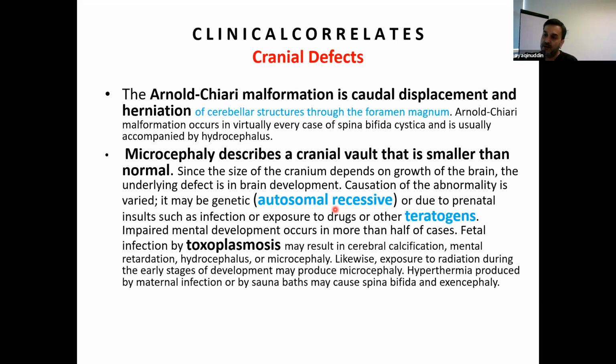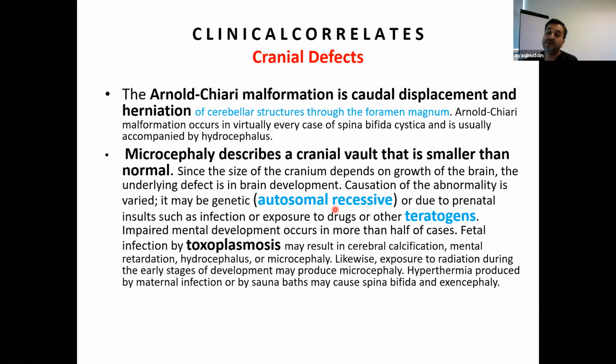And as the vertebral column is going to expand, it is going to pull the spinal cord, making the tonsils of the cerebellum pass through the foramen magnum, and that is called Arnold-Chiari malformation or caudal displacement of the cerebellar structures through the foramen magnum.